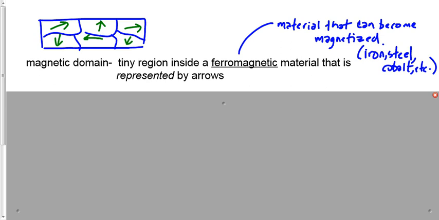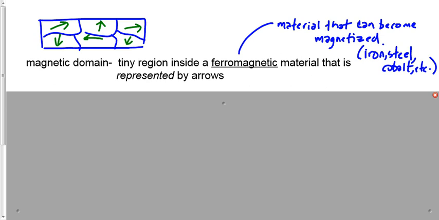The domains have to do with spins of the electrons, but it's difficult to draw that. So we draw it as arrows. Arrows just represent a certain spin. So these arrows are representing the domains for us. It's not what we physically see, it's just how we represent the domains.